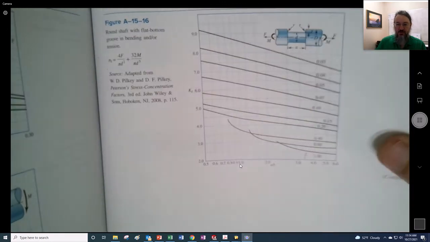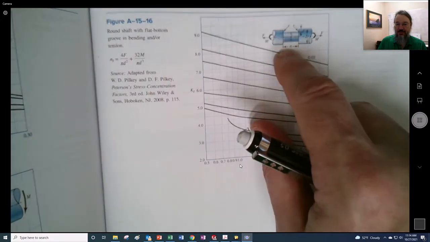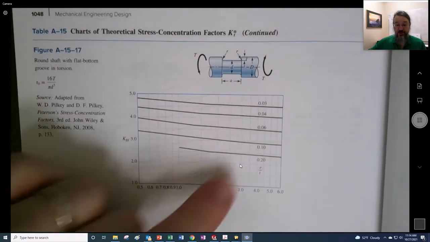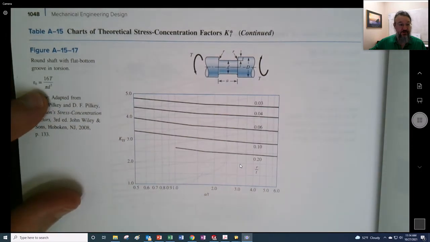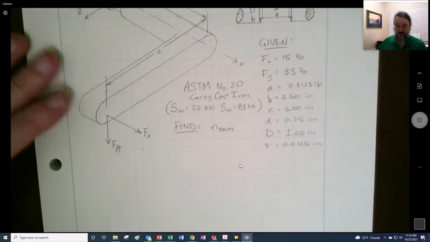We might notice that this is for combined axial and moment being placed on there. And then we also see that we have torsion over here, and it too is using the R over T and the A over T. And here's your nominal torsional shear stress. So let's find that A over T and the R over T first.